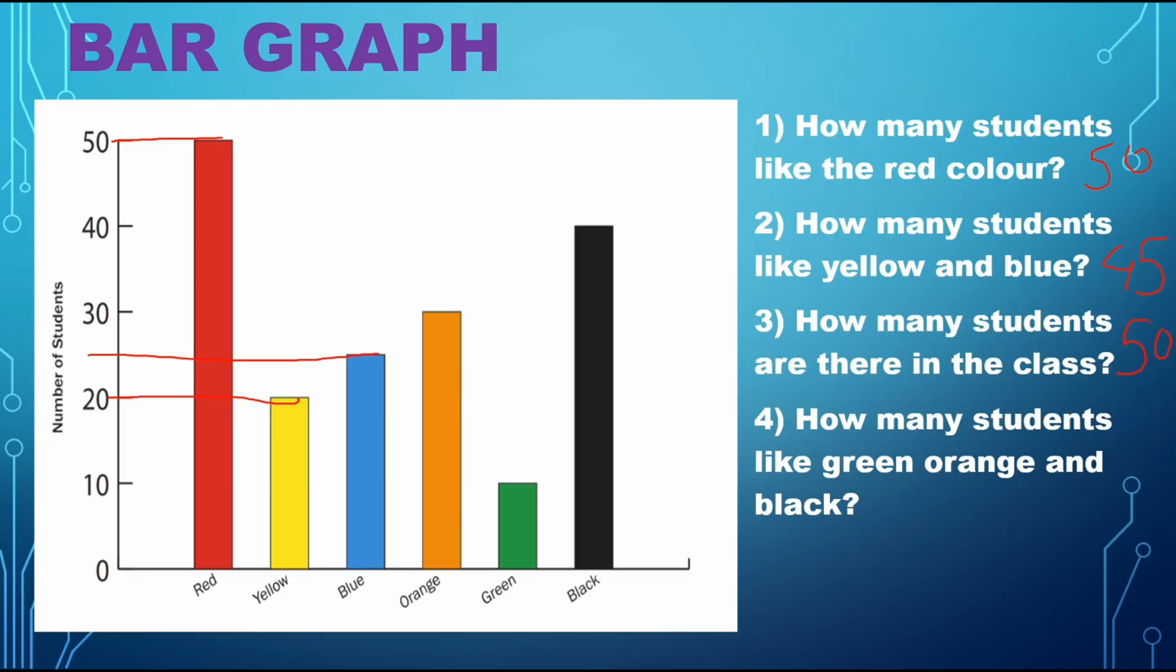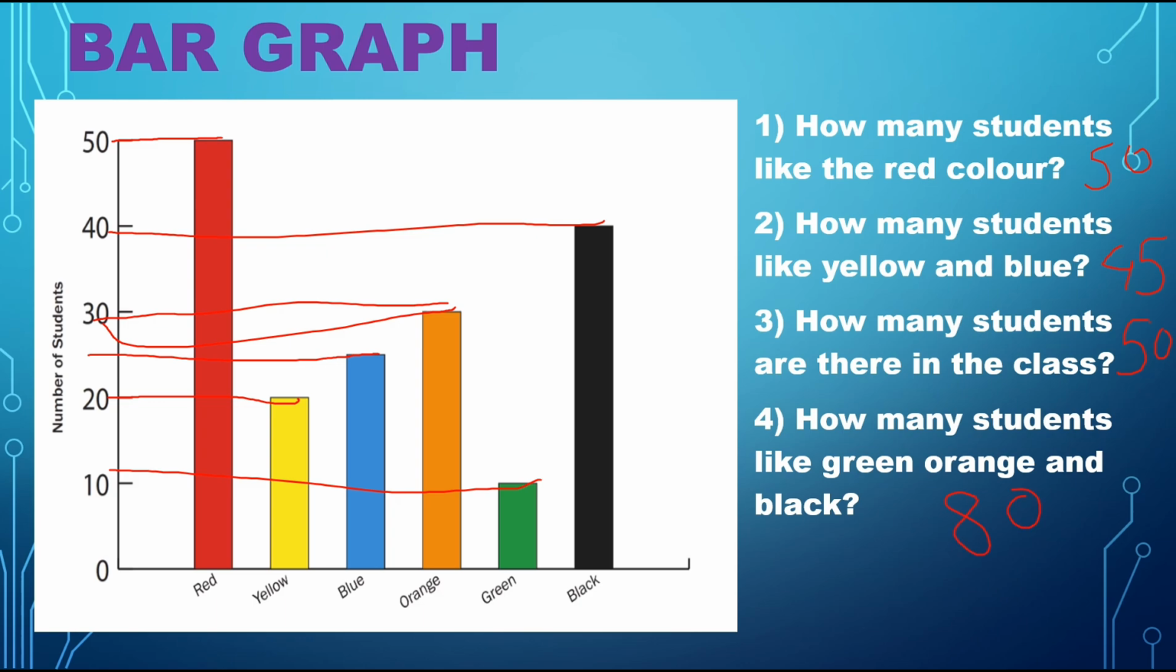How many students like green, orange and black? So green is 10, orange 30 and black is 40. So 10 plus 30, 40, 40 plus 40 is 80. So 80 students like green, orange and black.